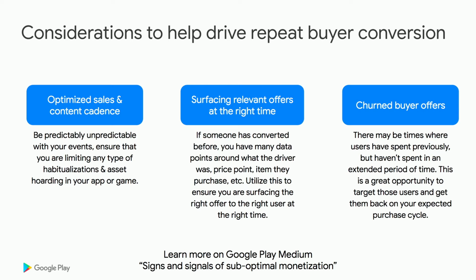But for all of your sales and events, it's important to be predictably unpredictable with them. What I mean by that is if you always have your sale on a Saturday, your users will then understand, I can wait to make a purchase until that Saturday sale is available. So it's important for them to know that something is coming, but not necessarily know what it is, to ensure that you're providing the incentive to purchase even on a day that doesn't have a sale or an event.